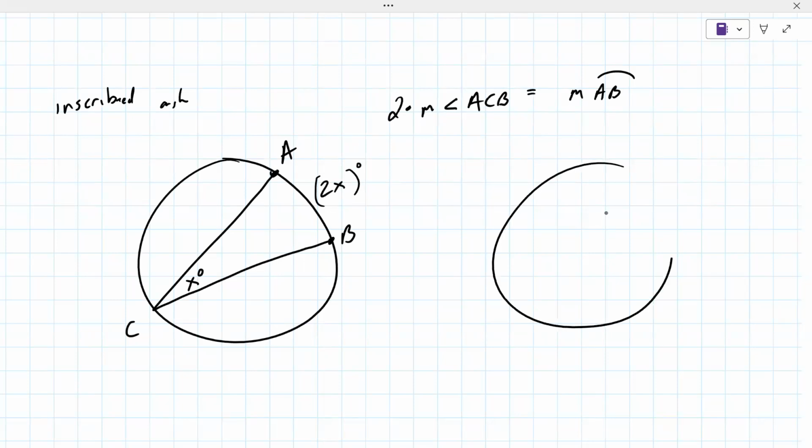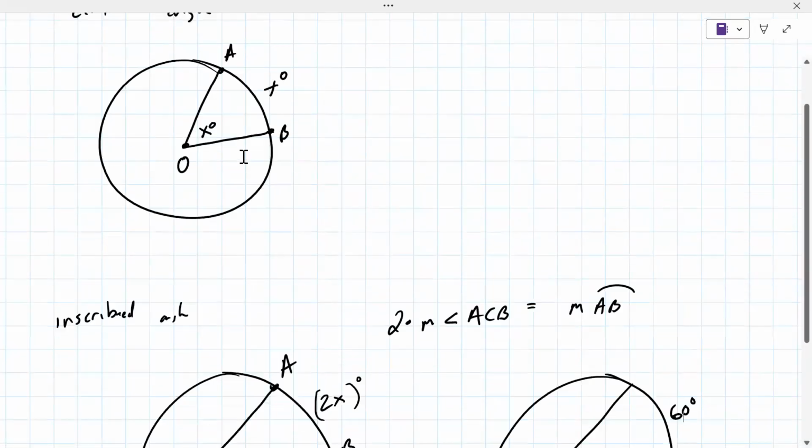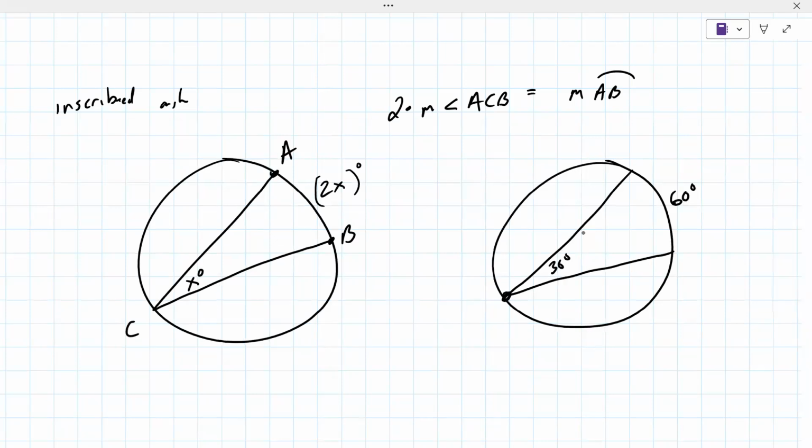Okay, so a numerical example would help. Like let's say this is 30 degrees, this is 60 degrees. You have to remember that. So there's 2 things to remember. If it's in the center of the circle, they're equal. If it's on the edge, you got to double or cut in half depending on the problem there. Yeah, I got it. Okay.